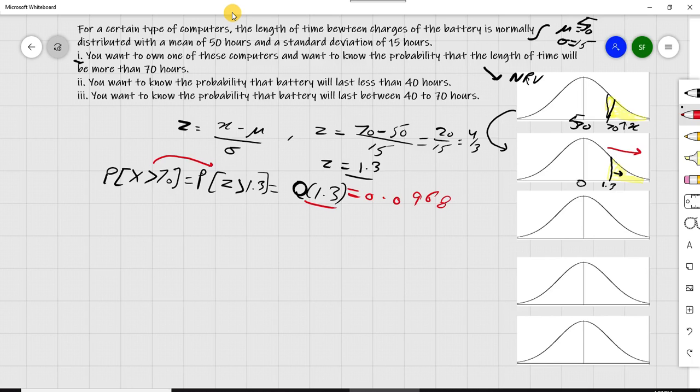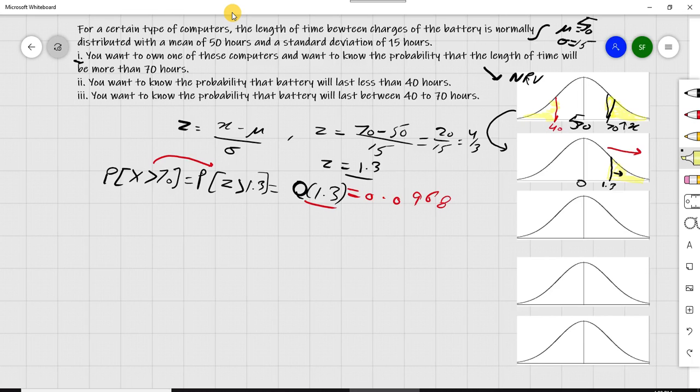In part 2, if you notice, it asks you to find the probability that the battery will last less than 40 hours. So what it is asking now is the probability that the battery will last less than 40 hours. So 40 will be somewhere over here, and it wants to find the probability in this range. Okay, less than 40.